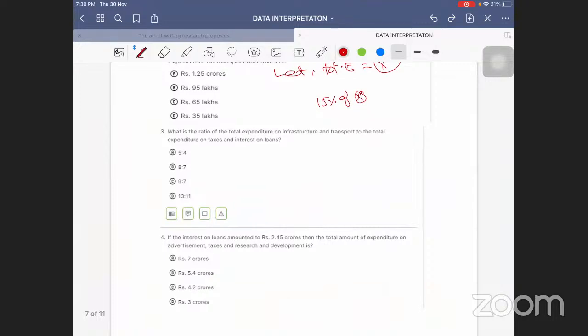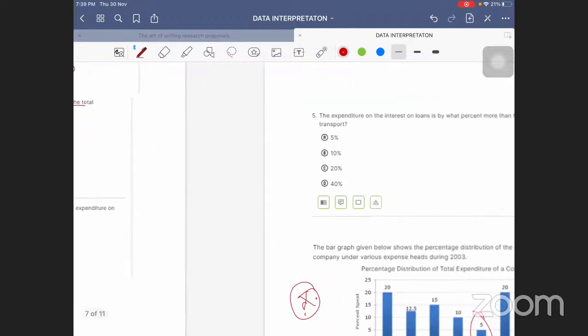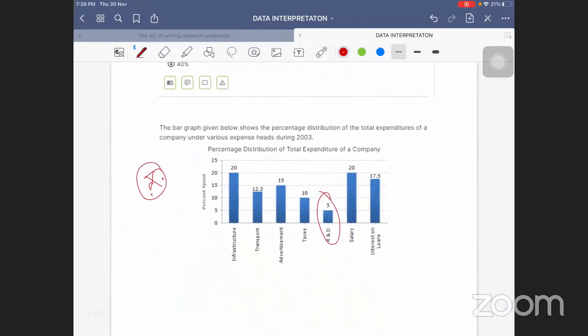What is the ratio of total expenditure on infrastructure and transport to total expenditure on taxes and interest on loans? As usual, we don't know total expenditure, so let's consider total expenditure is X. So total expenditure on infrastructure and transport: infrastructure is 20, transport is 12.5.